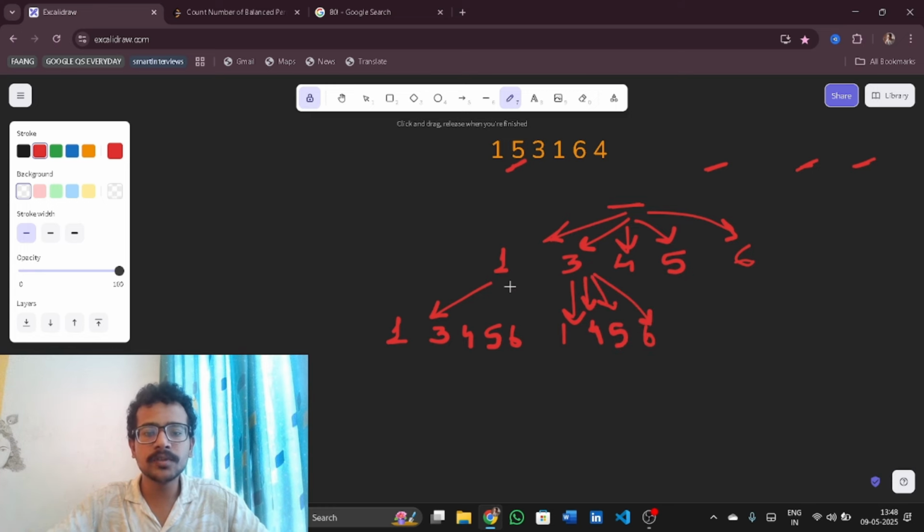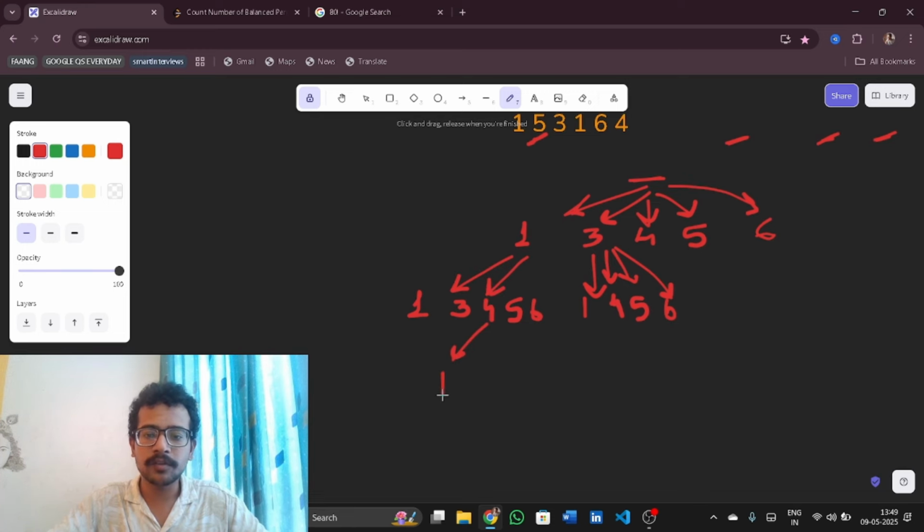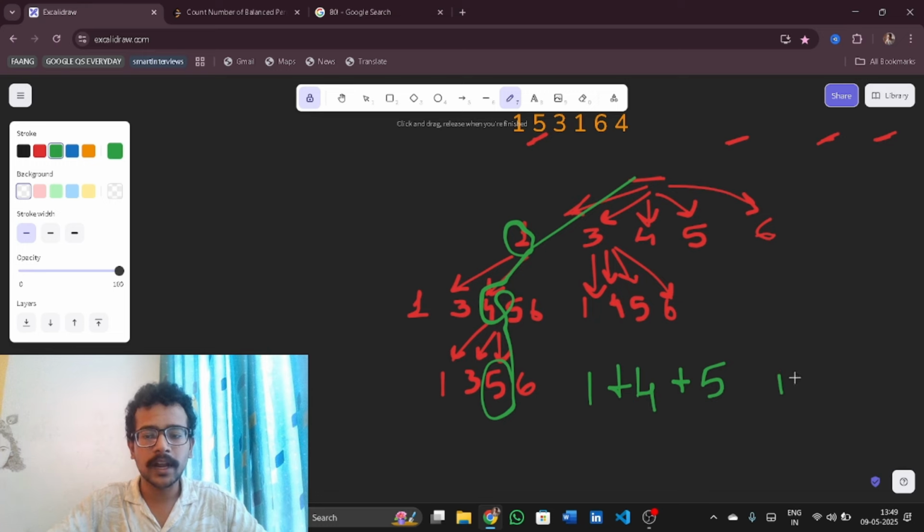I am choosing to go to 4. Then after 4 I can go from 1, 4. I am left with 1, 3, 5, 6. So here comes the actual solution: 1, this 4 and then this 5. 1 plus 4 is 5, 5 plus 5 is equal to 10.